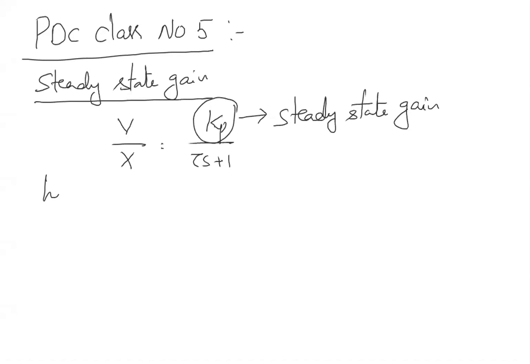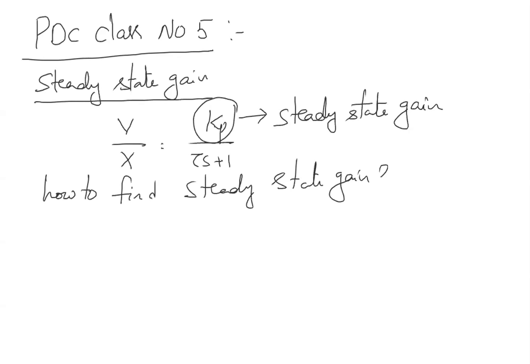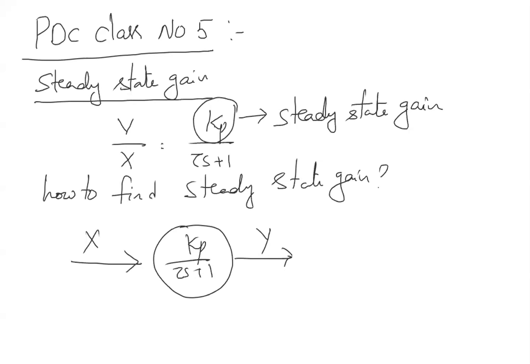So the next question is, how to find the steady state gain? What you do is, this is a system, let's say Kp by tau s plus 1. This is X, this is Y. Suppose you give 1 by s as X, then what is Y? Y equals Kp into 1 minus e power minus t by tau. So Y of infinity is Kp.